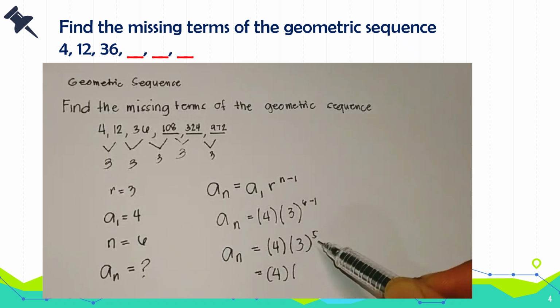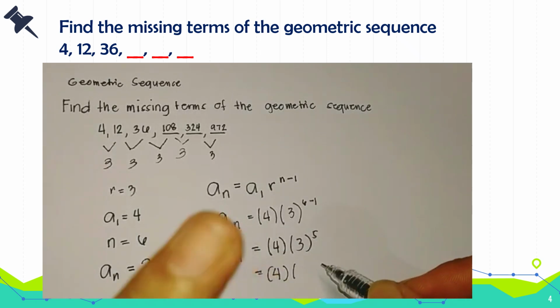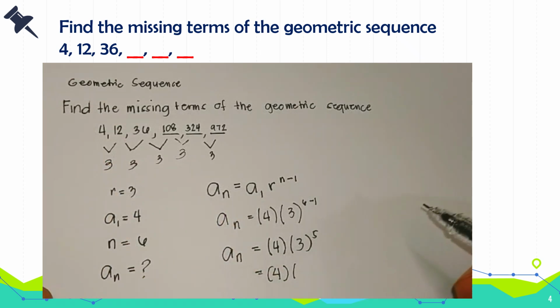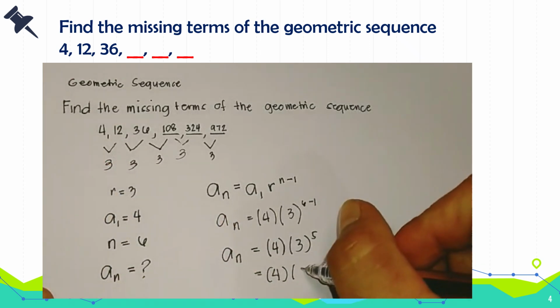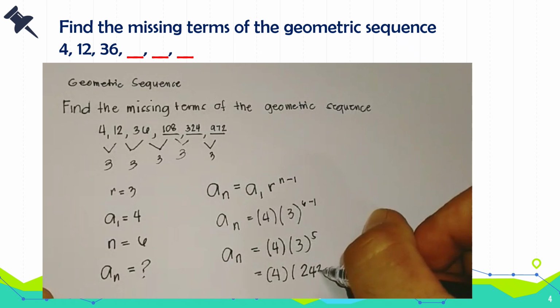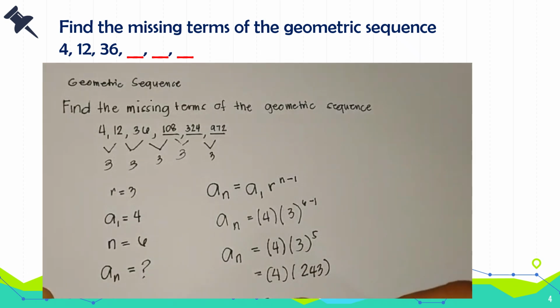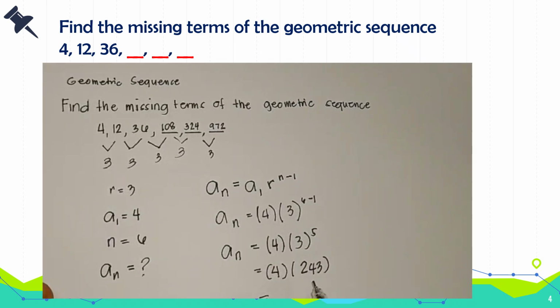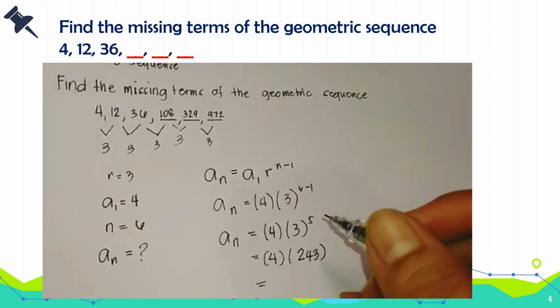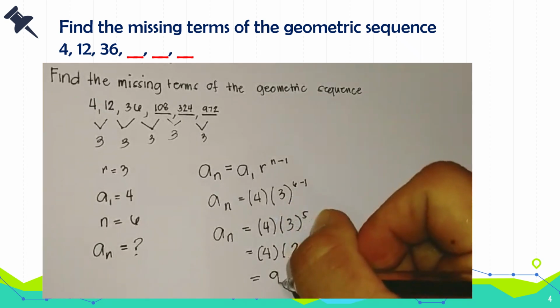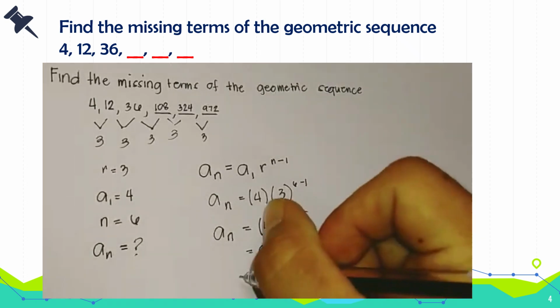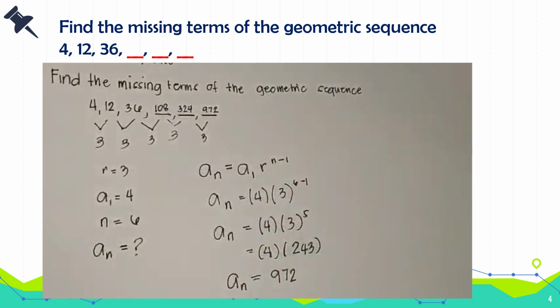3 raised to 5, or we will have 3 times 3 times 3 times 3 times 3. This will give us 243. Continue. 243 times 4 will give us 972. So this is the proper way on how you're going to use the formula.